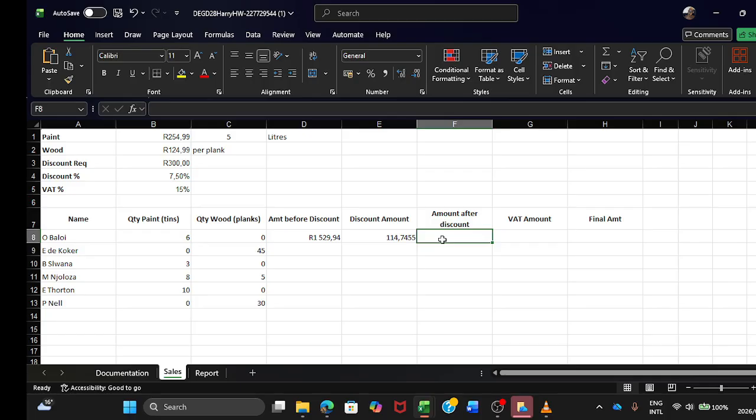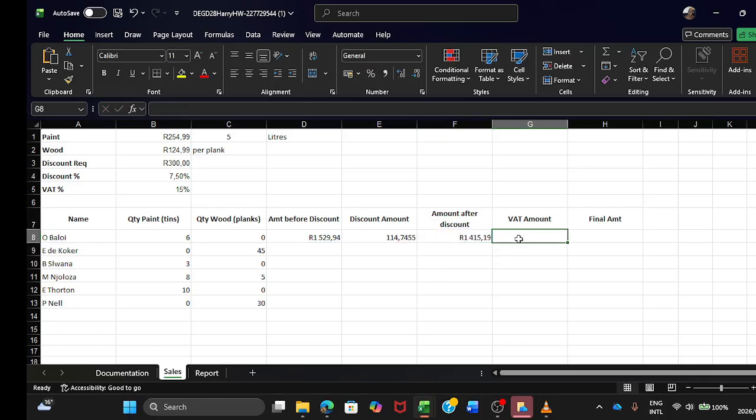Amount after discount, do we add or do we subtract? Amount after discount, we are subtracting, because if we are having a discount, it means that we have to take out something, right? Right. So which means that you're going to have to do your formula here. So it's going to be this minus this, then you're going to get this, right?